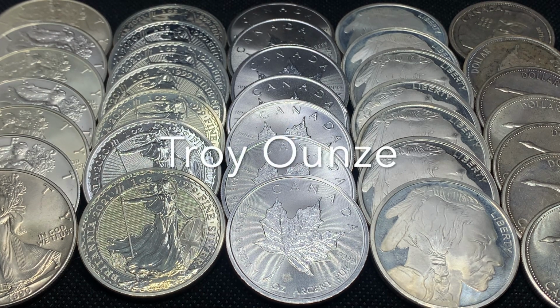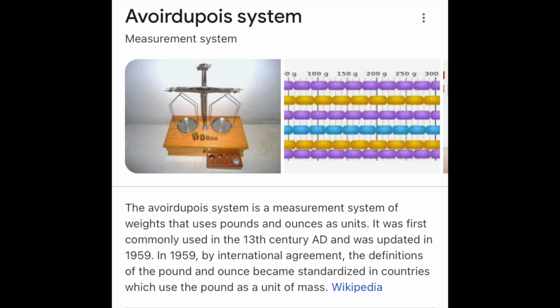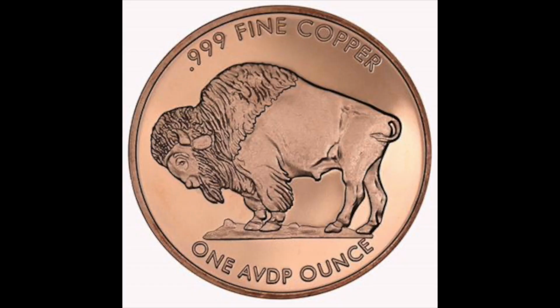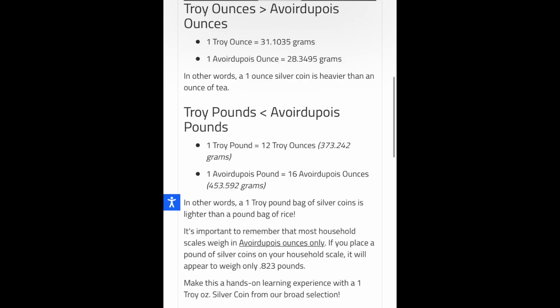And one that I wasn't quite familiar with until I started getting into stacking was troy ounces. I didn't know there was a difference between a troy ounce and a regular ounce. I actually learned that a regular ounce is called Avoirdupois, I think it's called. I'm obviously not pronouncing that properly, but that's not the unit of measure that they use for gold and silver. It is for copper for some reason. Not exactly sure why precious metals like silver and gold use troy ounces. I just know that they do. So that's what it is.